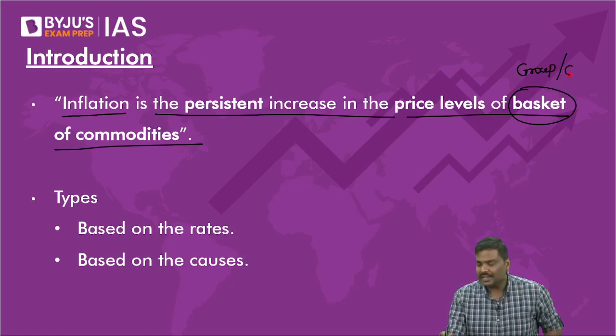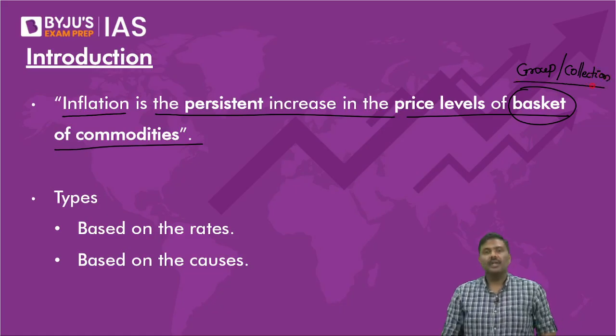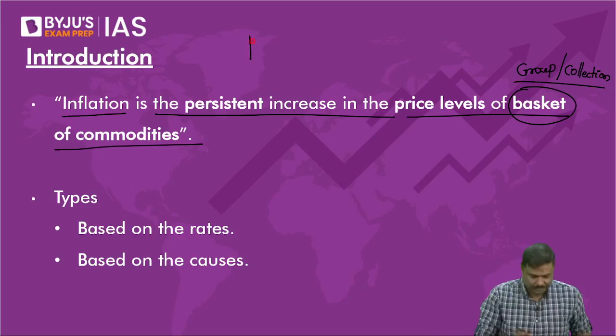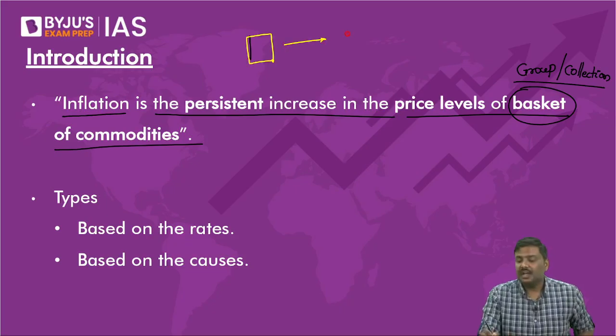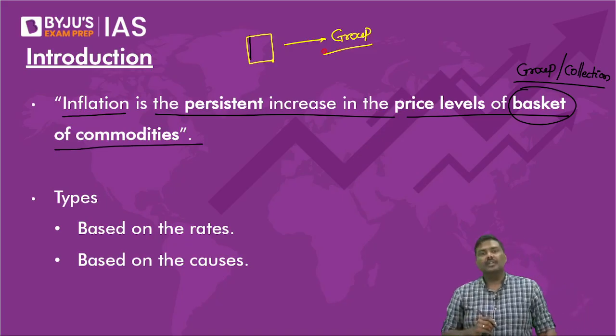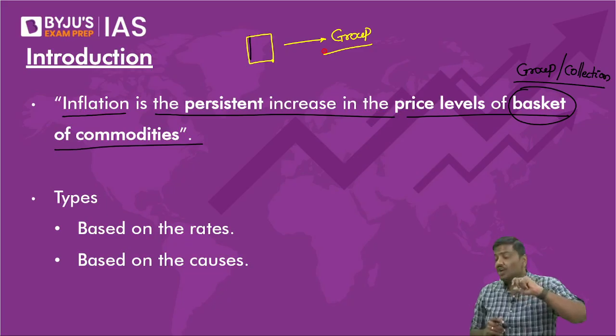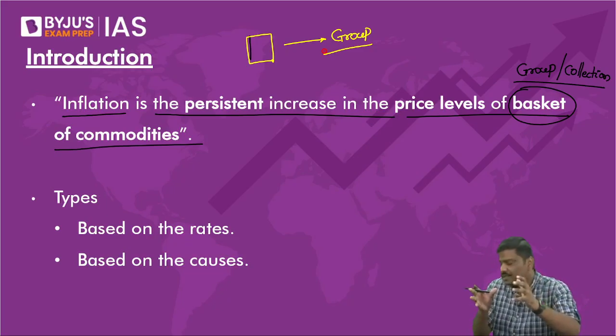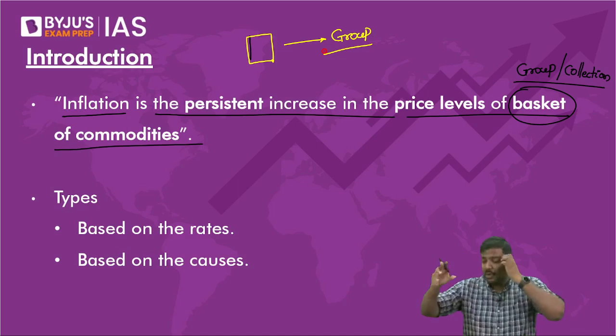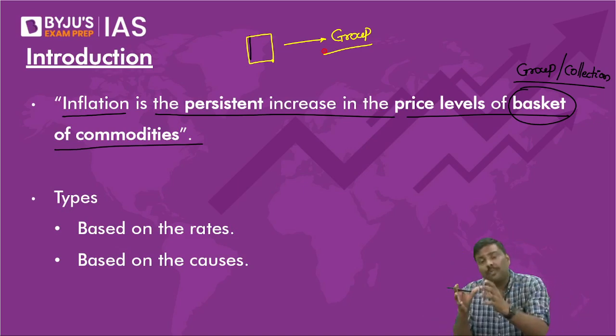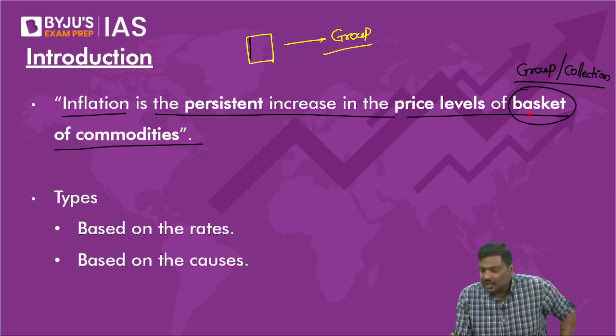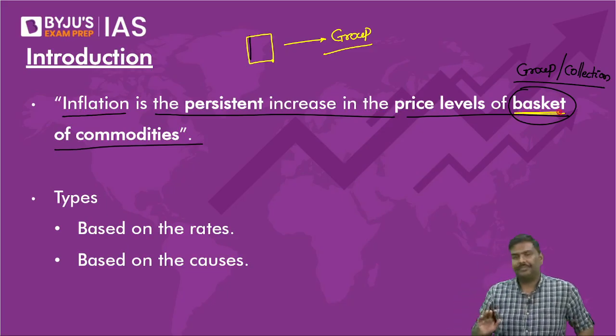Sir, what is the meaning of a group or a collection? Imagine there is a house here. This house will purchase a group of goods. All of you will agree? This house will purchase a lot of goods. It will not purchase one good. It will purchase a group of goods like this. This group is referred to as a basket. That is point one.